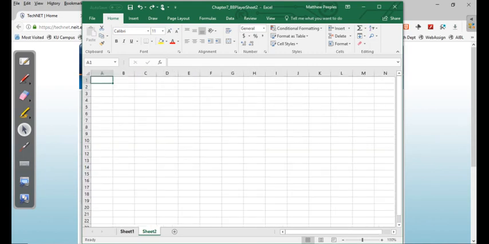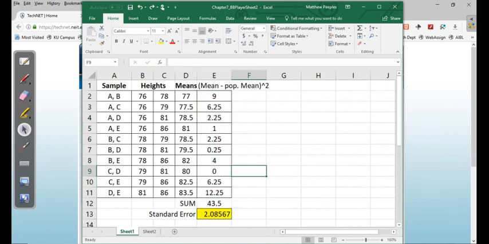I wanted to go down the list right there. And look, we take the difference between 77 and 80 and square it. Well, that's 3 squared. That's 9. We take the difference between 77.5 and 80 and we square that: 6.25. 2.25 for the square of the next one. 1, because 81 and 80 is a difference of 1, and 1 squared is 1. And we go all the way down the list doing that.